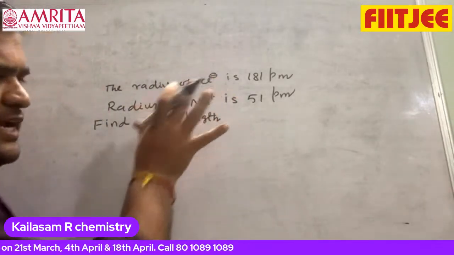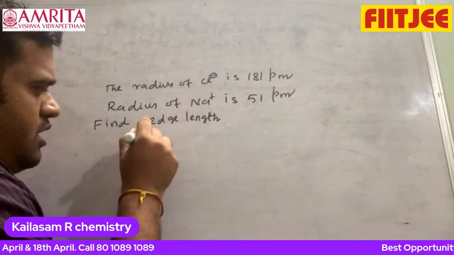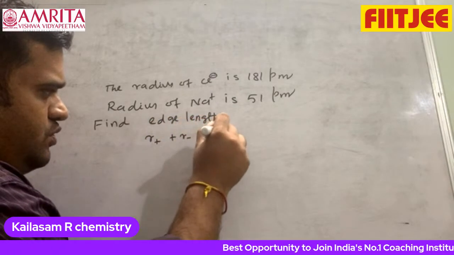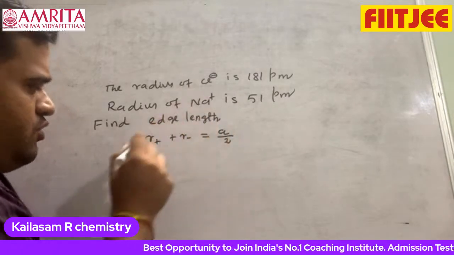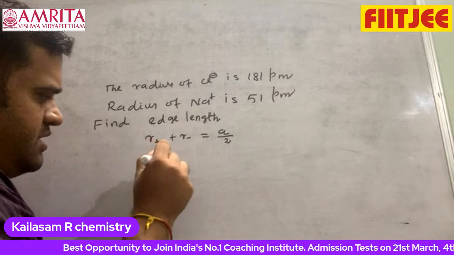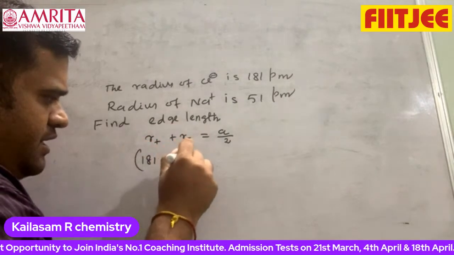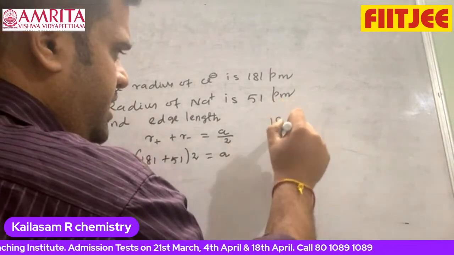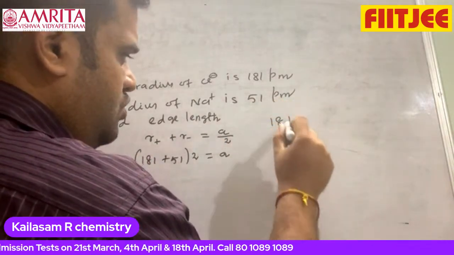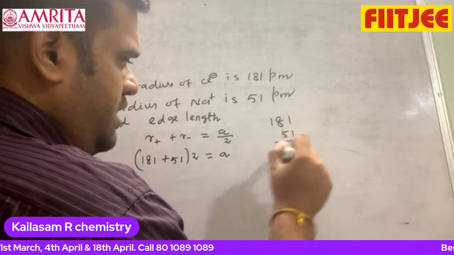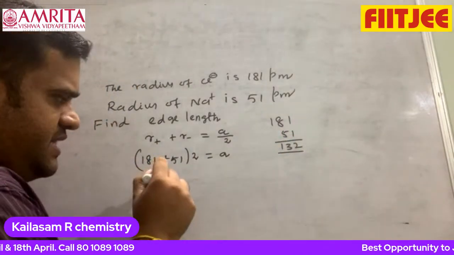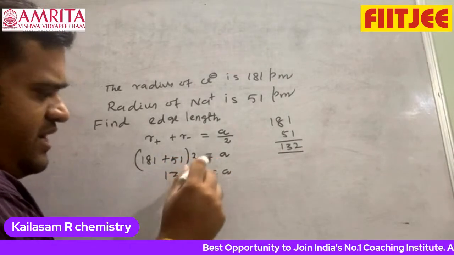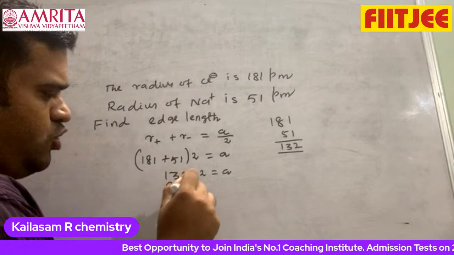Look at this, NaCl unit. Just now I told you, R plus plus R minus is equal to a by 2. Now we can write 181 plus 51 is 232, so 232 into 2 is equal to a. You can write that as 464 picometer.